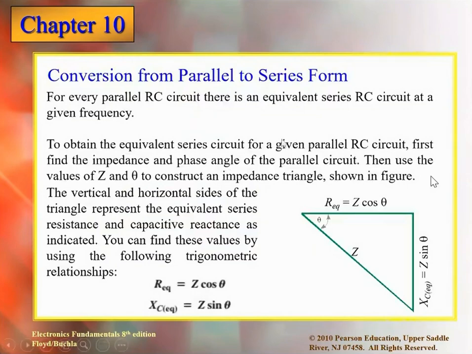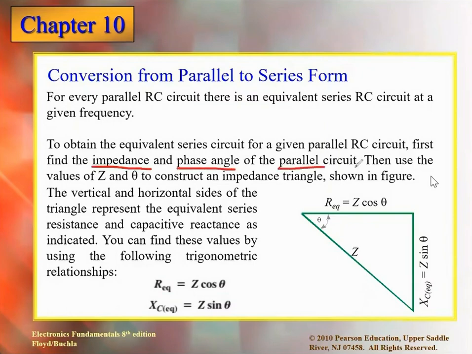Now this is conversion from parallel to series. We are given a parallel circuit and we want to find its equivalent series circuit. It's so simple to find. There is a way to do this. For the given parallel circuit, first you need to find the impedance, and you have to find the phase angle for the given parallel circuit which you want to convert into series. This is how to obtain the equivalent series circuit. First find the impedance and phase angle of the parallel circuit.